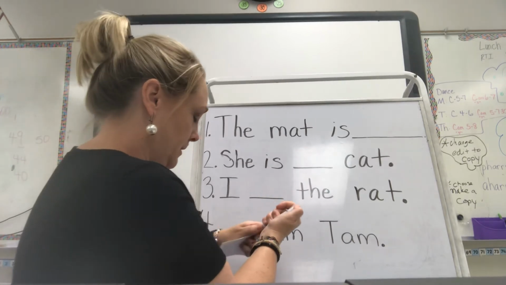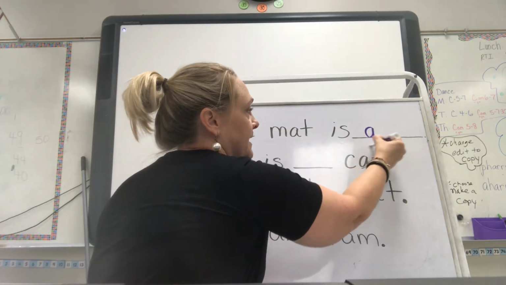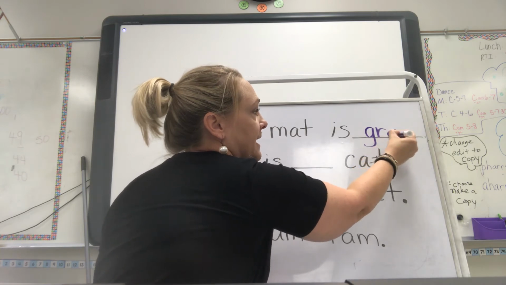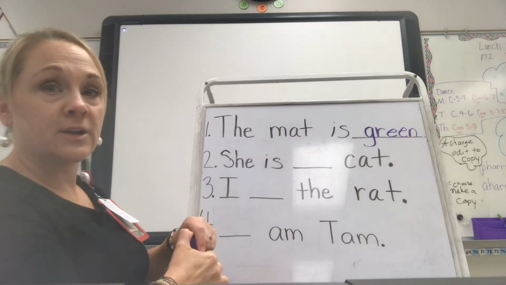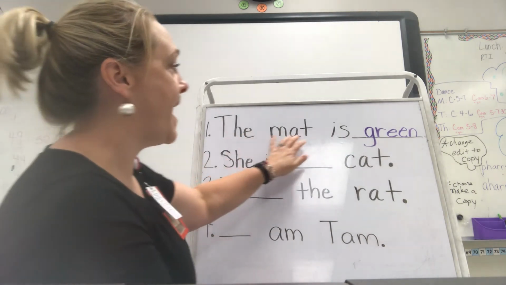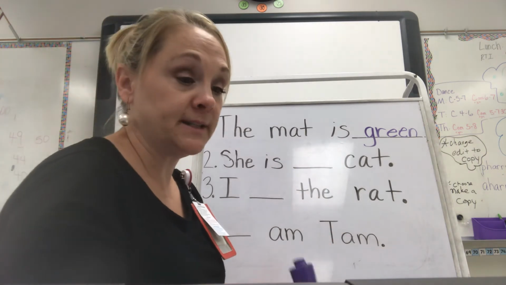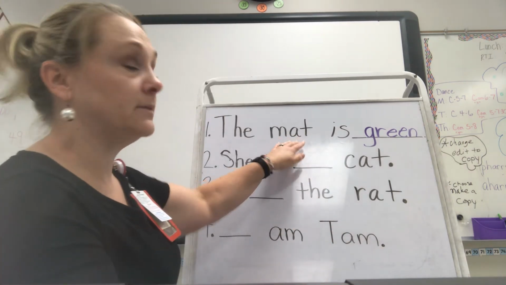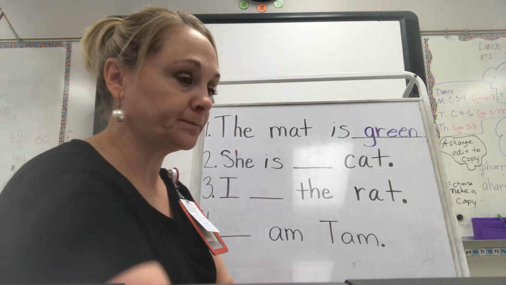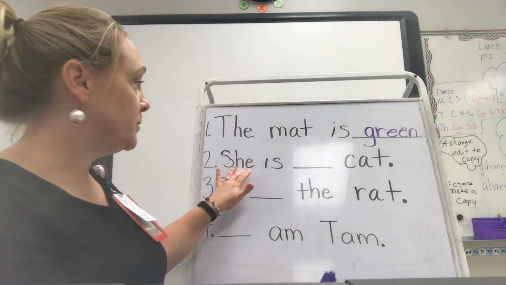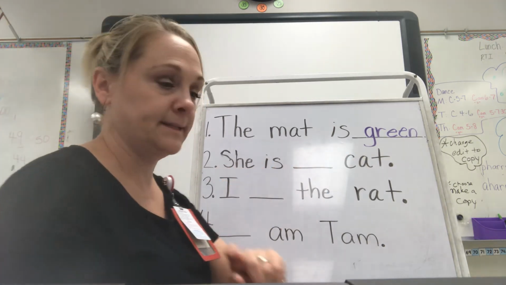And here's how we spell green. G-R-E-E-N. Green. So here's the complete sentence. The mat is green. Period. And it tells us something about the mat. What is the mat? It is green. That's a complete idea.